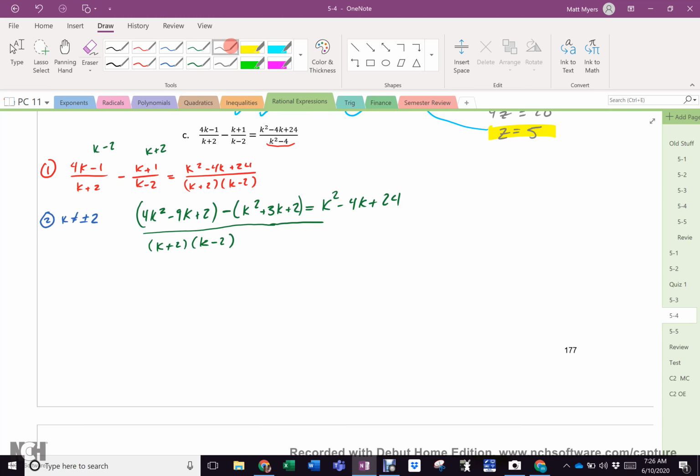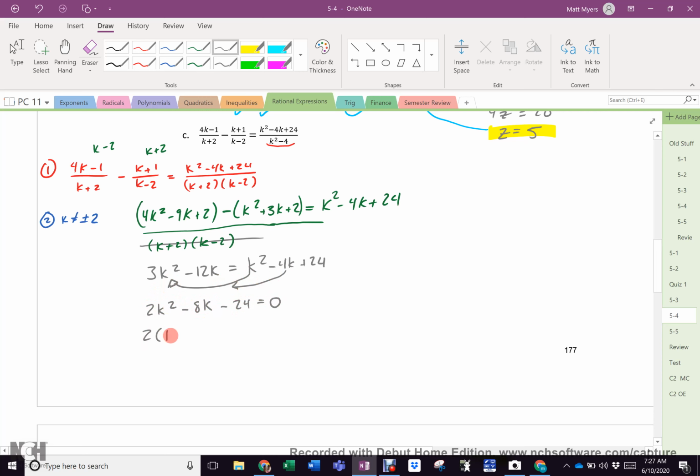Now I get to solve by forgetting the denominator. So 4k squared minus k squared is 3k squared. Negative 9k minus 3k is negative 12k. 2 minus 2 is 0 equals k squared minus 4k plus 24. Now, just like always, we've got to get our letters isolated. So I've got 2k squared, so I got to bring him over here. So I end up with 2k squared. I got to bring that 4 over. Minus 8k minus 24 equals 0.